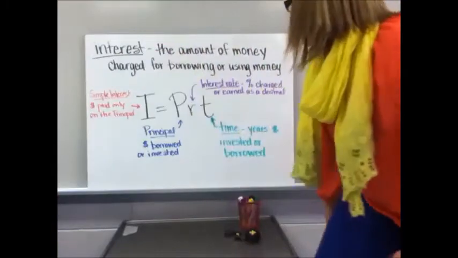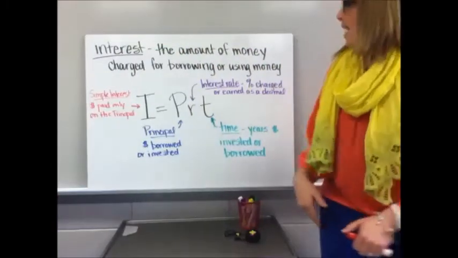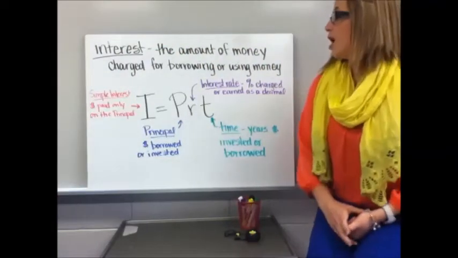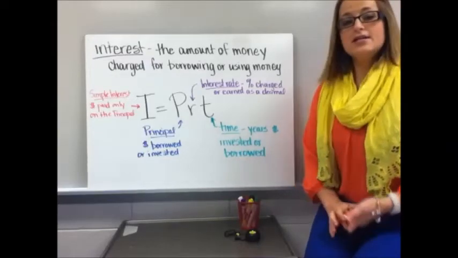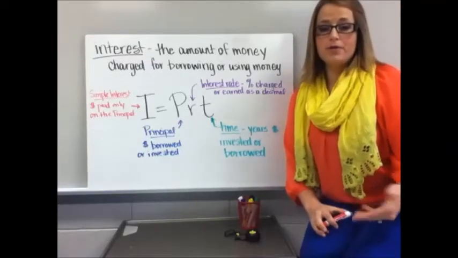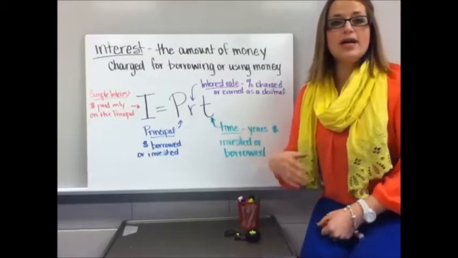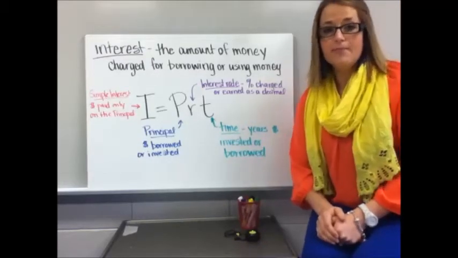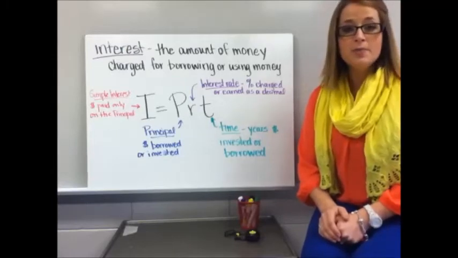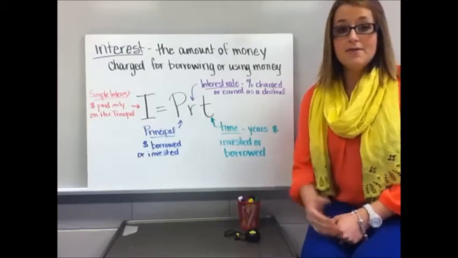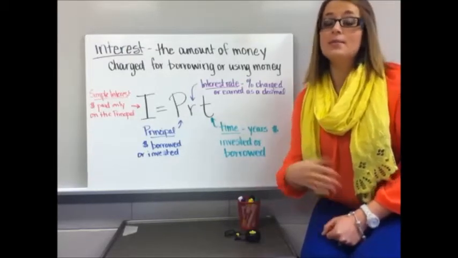Let's start by defining what interest is. It is the amount of money charged for borrowing or using money. So if you are the borrower, you are slave to the lender, as the proverb says. If you're the borrower, it is the fee that you're paying to the bank. CFSB does not loan you money because they love you. CFSB loans you money so that they can make money.